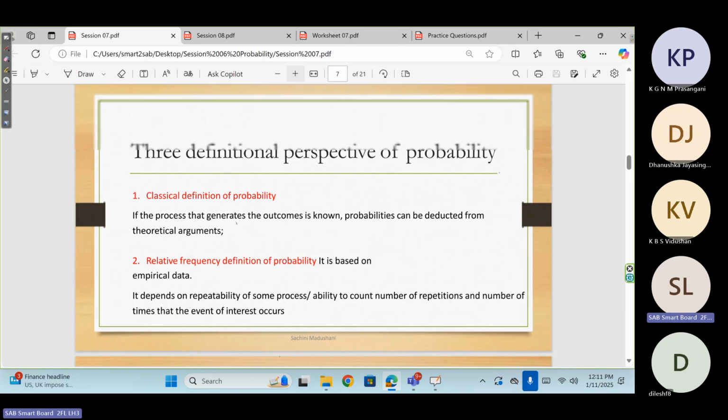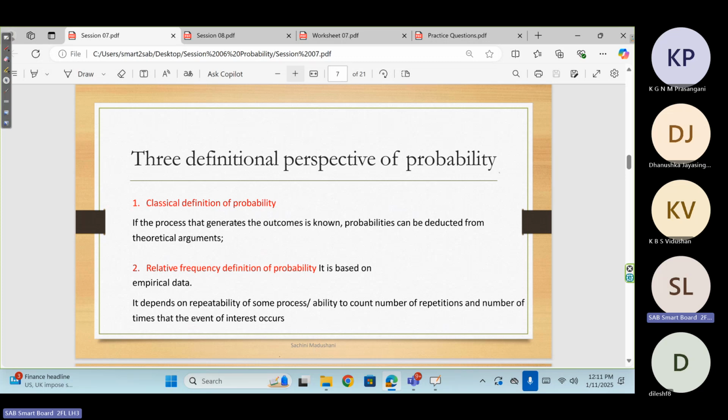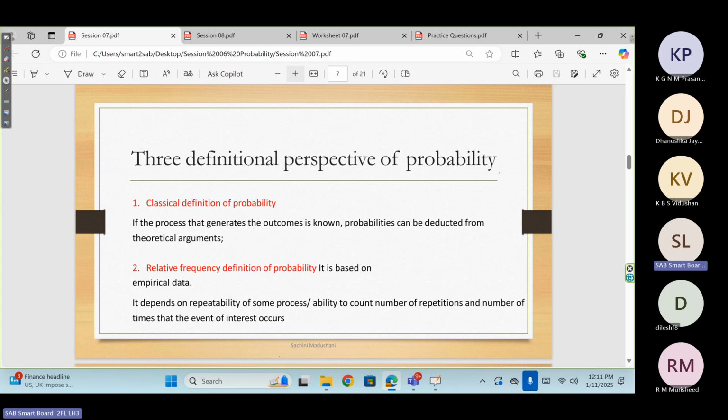Then the next thing is the three definition perspectives of the probability. There are 3 perspectives. First one is the classical definition of the probability. Another way we can say, it's the classical approach. In the classical approach, we assign the value based on the theoretical arguments, based on the theory.